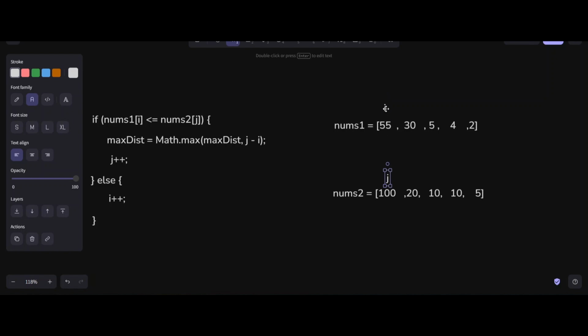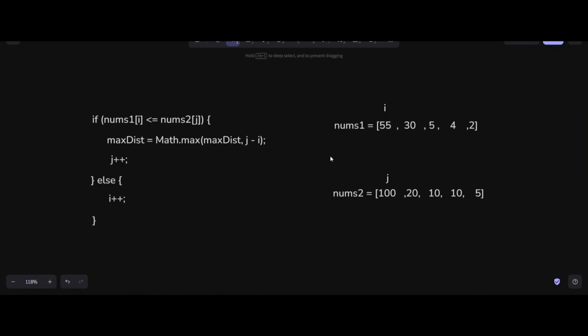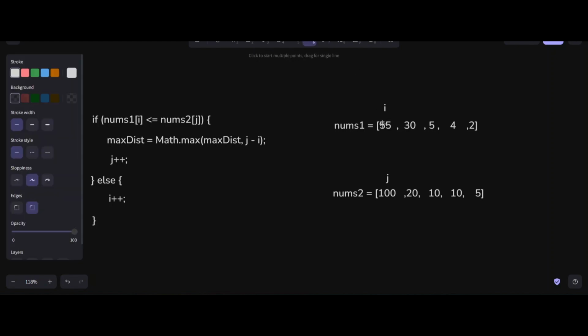क्या j, i के इक्वल या उससे बड़ा है? Yes, it is. Right? क्या jth की वैल्यू ith वैल्यू से बड़ी या इक्वल है? Yes, it is. Means this is a valid pair. So we can have the distance.